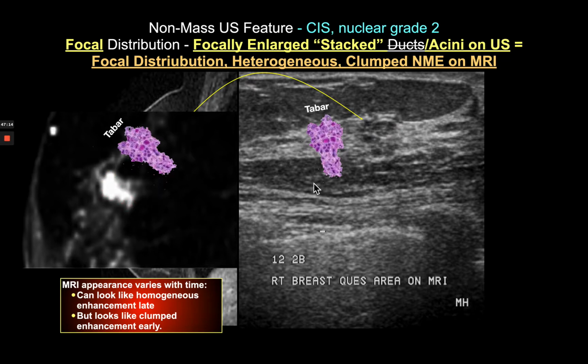And on the Tabar slide, you can see how we could get this appearance. This is a single enlarged TDLU with a highly variable size in the enlarged acini, some having necrosis, some not.